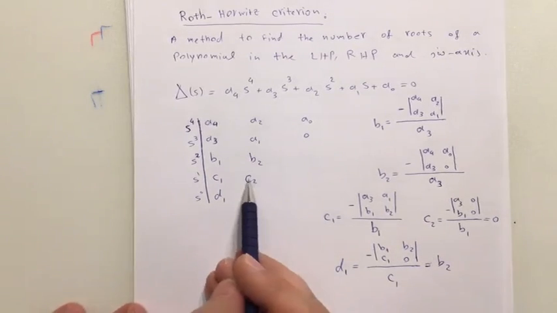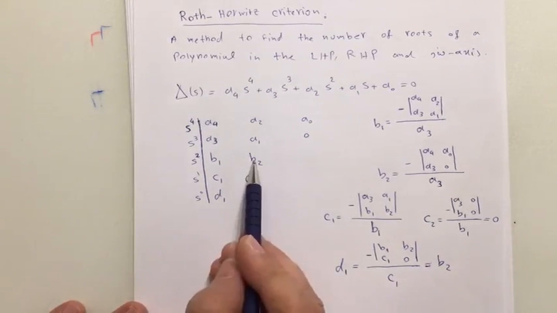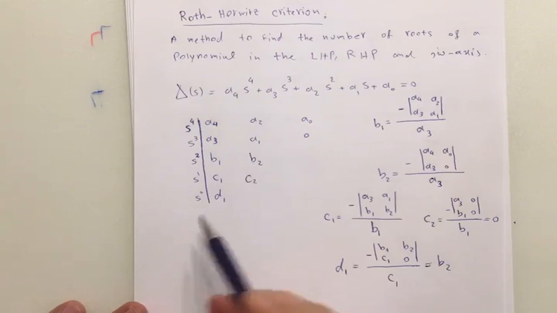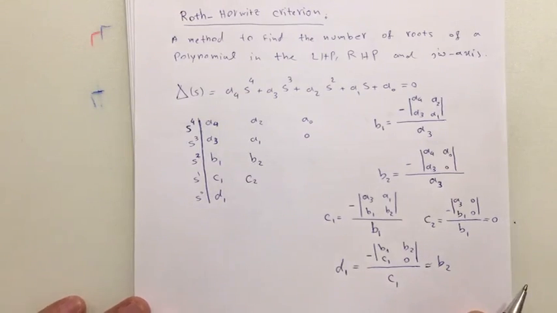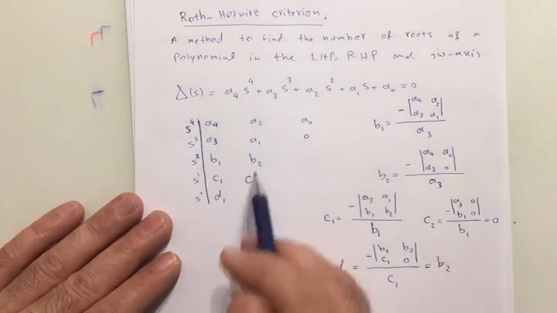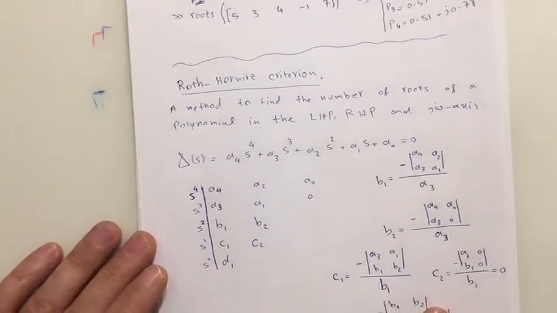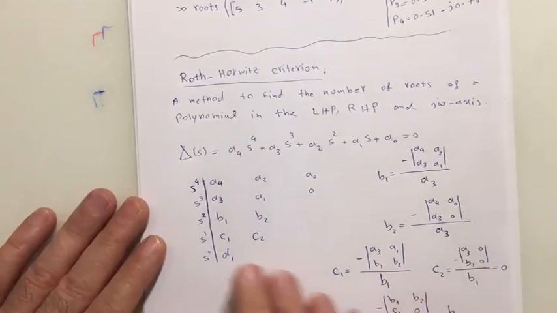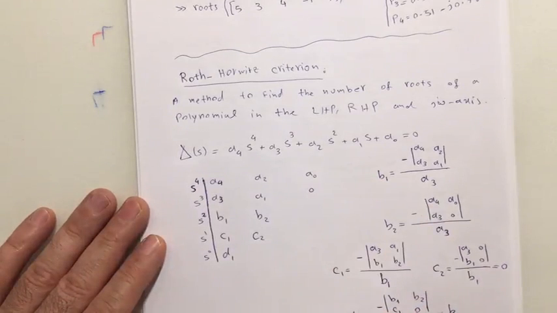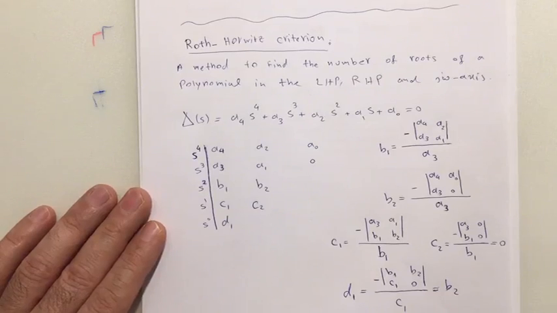So if there is a 0 here, then D1 is always the same element here. But anyway, you can actually calculate and show that it is the same element over there. So okay, now the table is completed, so I need to tell you how to use this table to find if there is any pole in the right half plane.